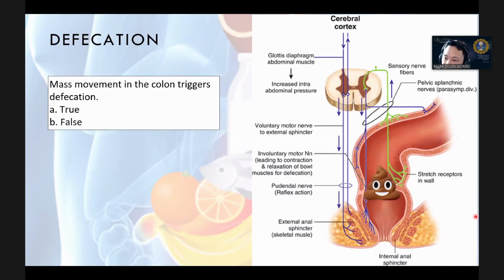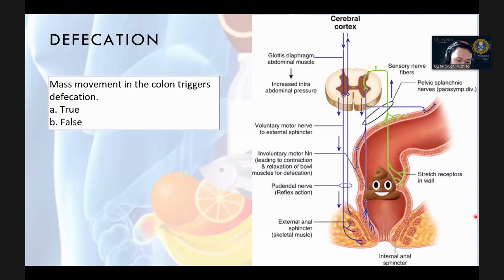Okay. Hindi na nadadagdagan. Okay, sige. 5 more seconds. Hala, majority answered true. Okay, let's define first.